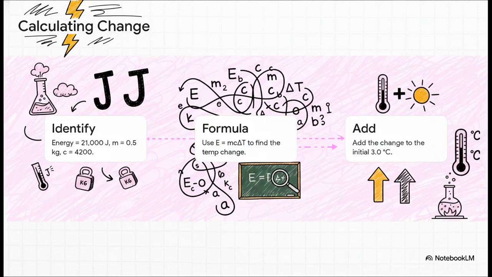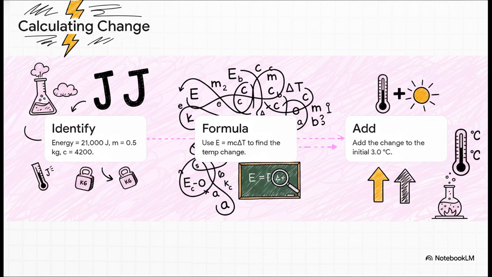Let's break down the logic step by step. Step 1, we gotta get our units to match. 21.0 kilojoules is 21,000 joules. Our mass, m, is 0.5, and our heat capacity, c, is 4,200. Step 2, we grab our classic thermal energy formula, E = mcΔT. We need to find that temperature change, the ΔT. So we divide 21,000 by the product of our mass and our capacity. 0.5 times 4,200 is 2,100, and 21,000 divided by 2,100, that's exactly 10. So our temperature jumps by exactly 10 degrees.